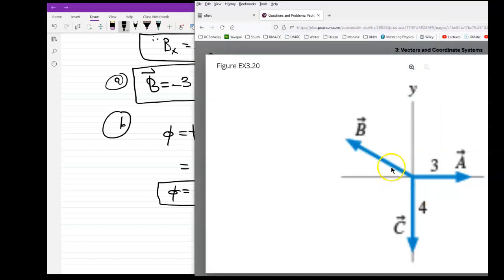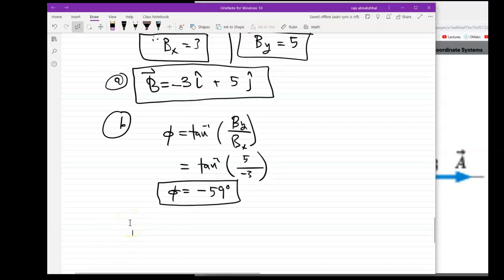right here, this angle right here. That would be negative 59. We can also put it down there, but the B is here, so it's basically right here with respect to the negative x-axis. You got that? So that will be it.